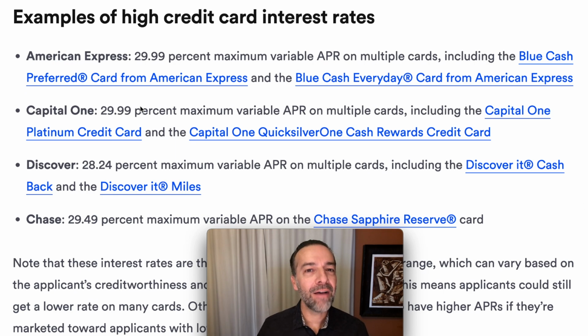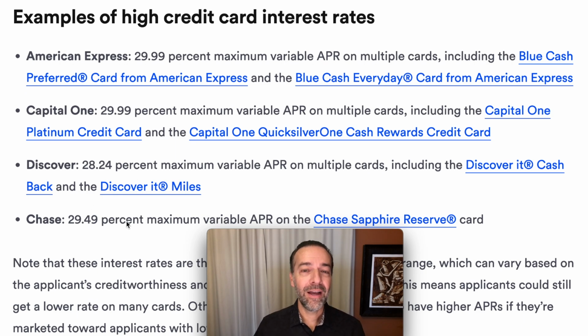And that's if you have high interest credit cards and they're running balances, consider paying those off before you begin to buy shares in a company. Why is that? Well, here you see an example of some of the interest rates that some popular credit card companies are charging. American Express, they're charging almost 30%. Capital One, about the same. Discover, 28.24%. And Chase, 29.49% a year.